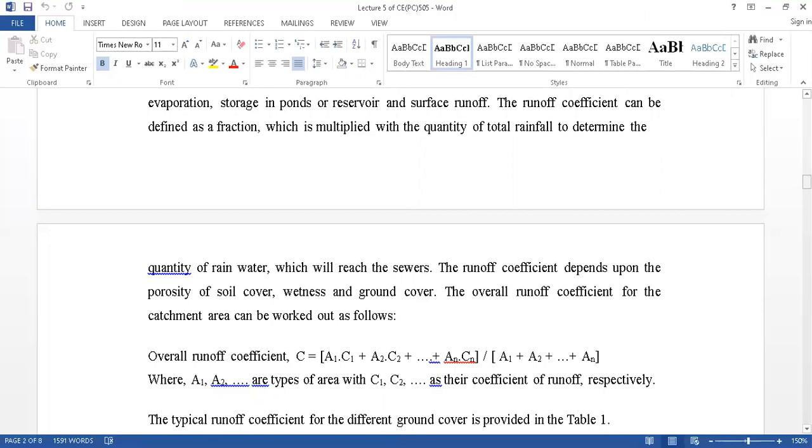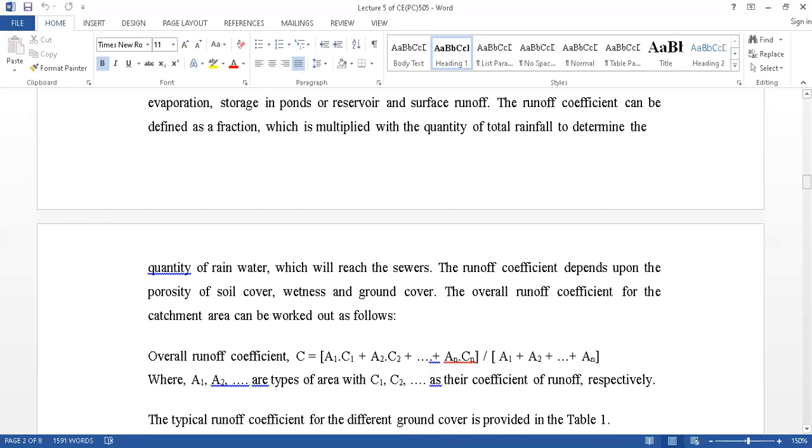Let us say n areas are there, A1 to An, where the surface runoff coefficients are C1 to Cn. Now, suppose I have divided the area into n areas with n surface runoff coefficients, how can I calculate the overall runoff coefficient of the whole area? The formula is overall runoff coefficient C equal to sigma AC divided by sigma A. That means simply we are using the weighted average for calculating the overall runoff coefficient C.